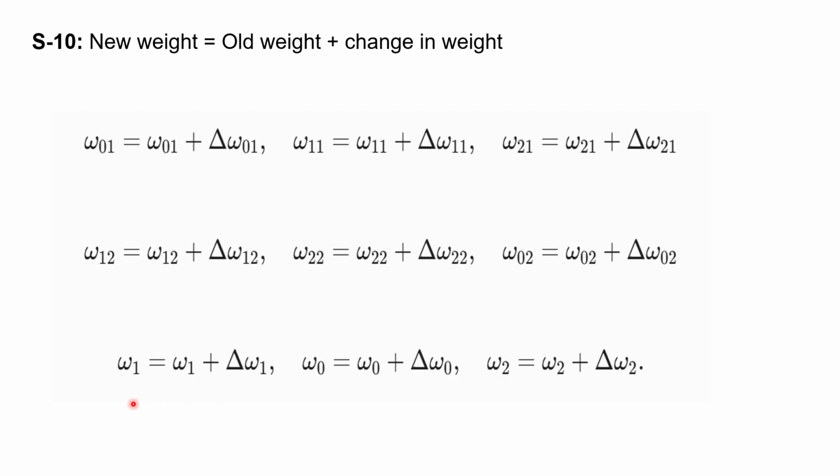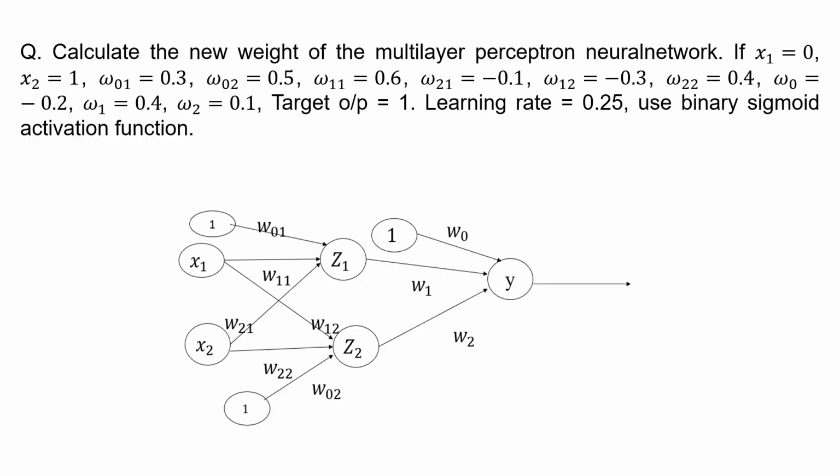W1 equal to W1 plus del W1. W0 equal to W0 plus del W0. W2 equal to W2 plus del W2. Thus, the updated weights are computed. Now we shall see a simple example.